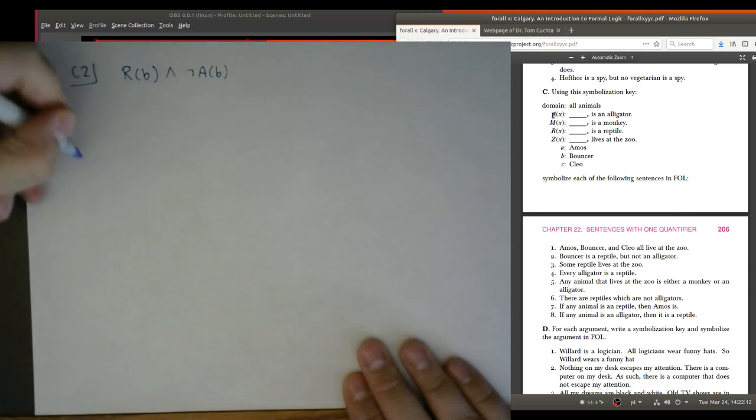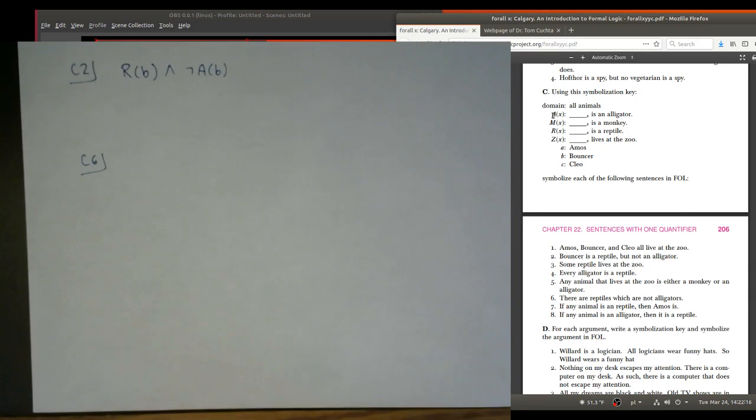Let's look at C6. C6, there are reptiles which are not alligators. So there are, are is just a different verb conjugation than the word is. So this is a there exists statement. It's an existential quantifier. And so there's things that are reptiles but not alligators. Like, for instance, snakes, right?